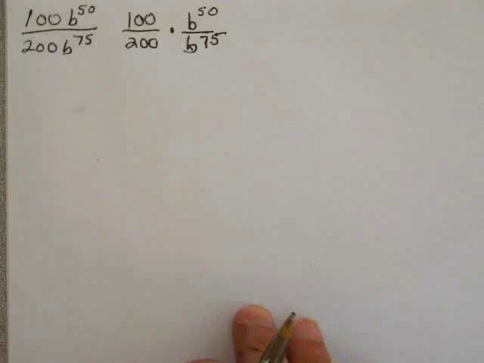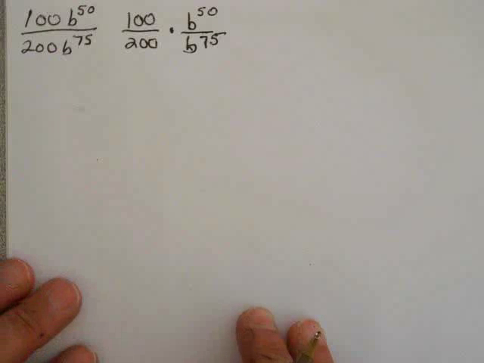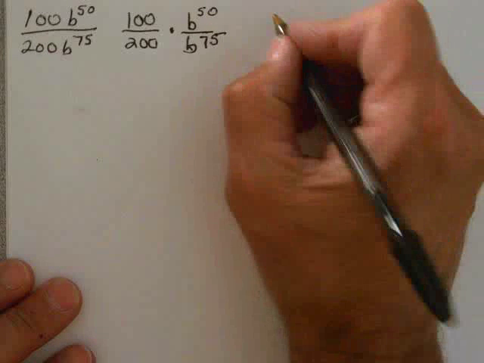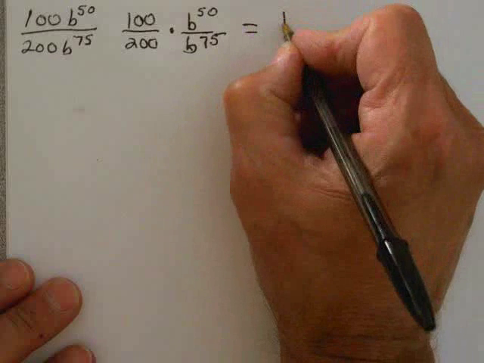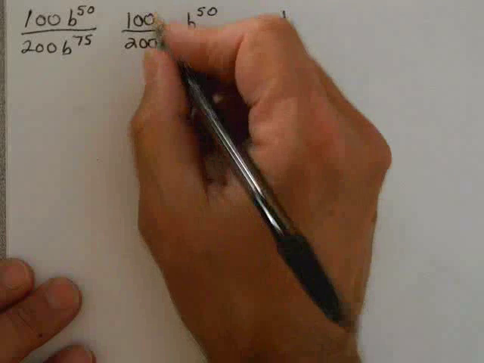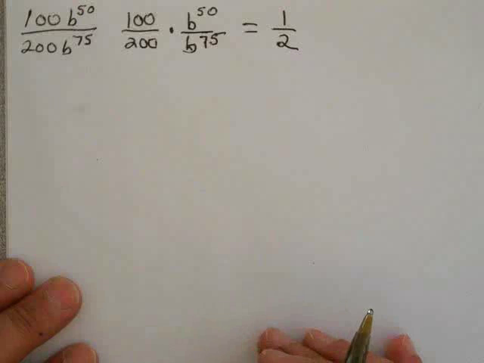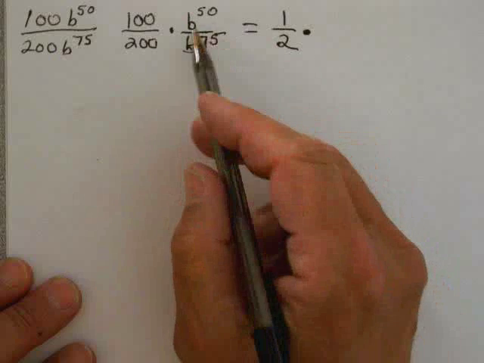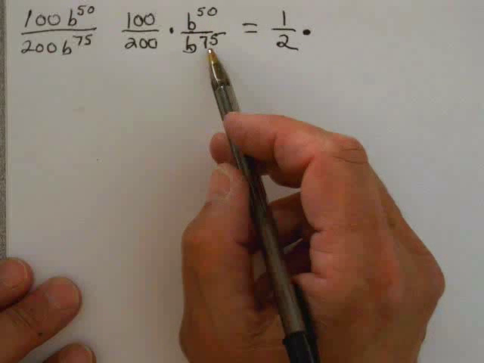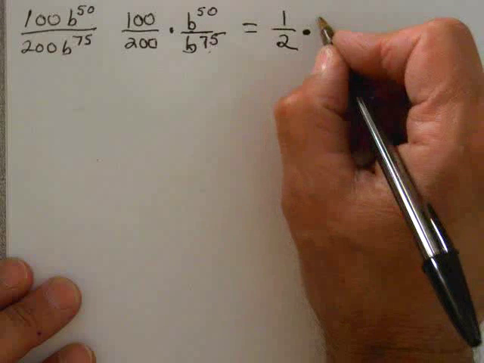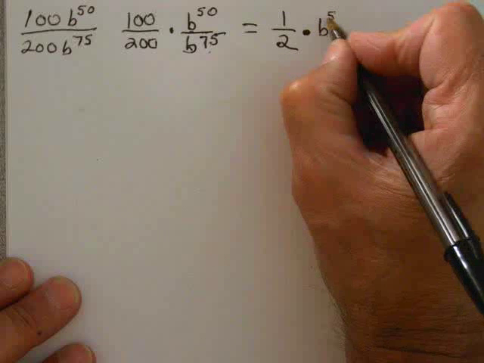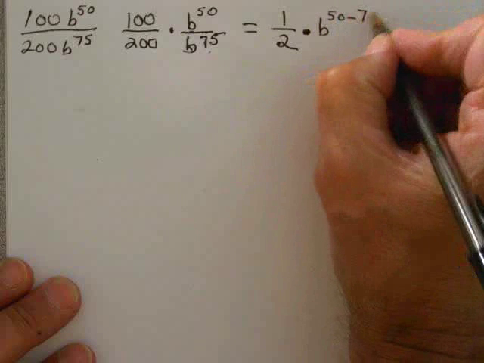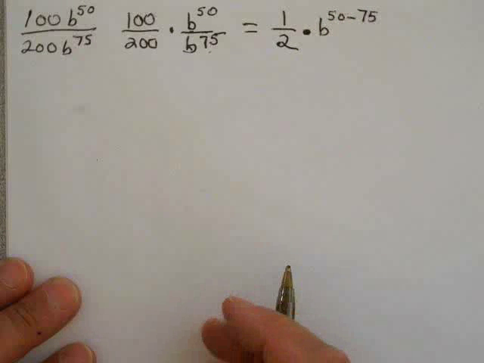All right. So let's look at that fraction first. We've got 100 over 200. Well, 100 over 200, that's going to simplify to 1 over 2. We're going to simplify those zeros, and we're going to be left with 1/2. And for our exponents, we've got b to the 50th power and b to the 75th power. So this is, of course, going to become b to the 50th power minus the 75, right? b to the 50th minus 75.